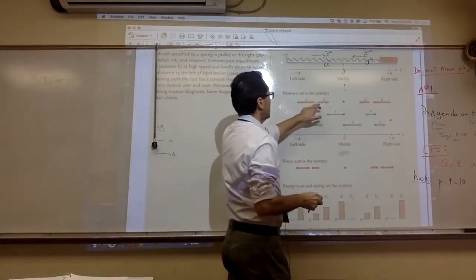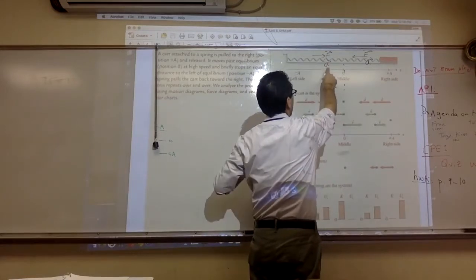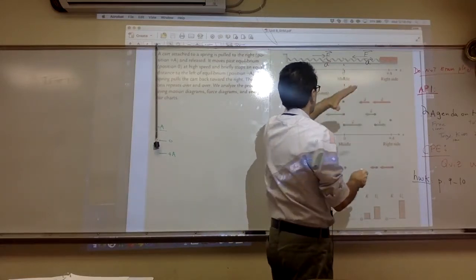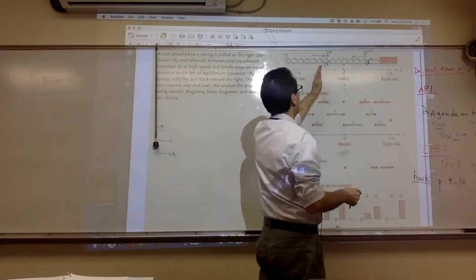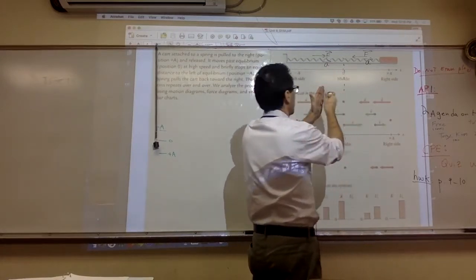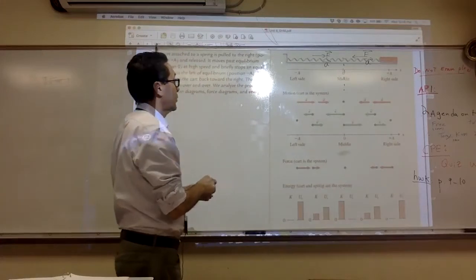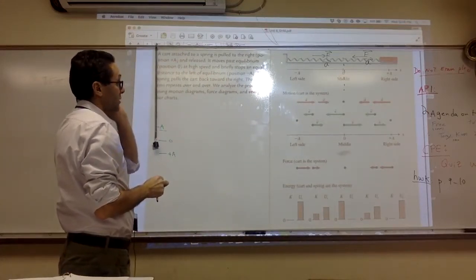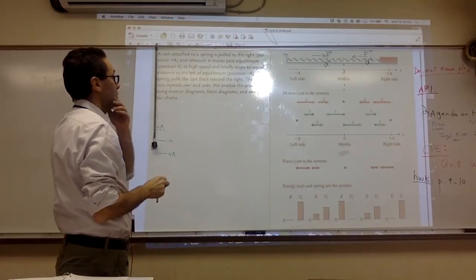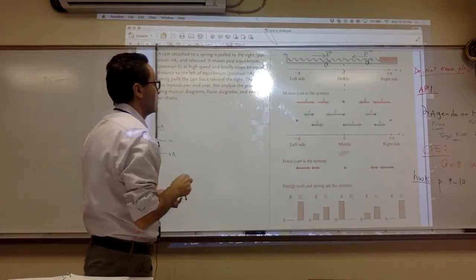Now, you can see that the acceleration is less as you get closer to the equilibrium position. And the reason for that is because the force is less. The amount of compression or stretch is less. And we know that that force is directly proportional to the displacement, in other words, the amount of stretch or compression.